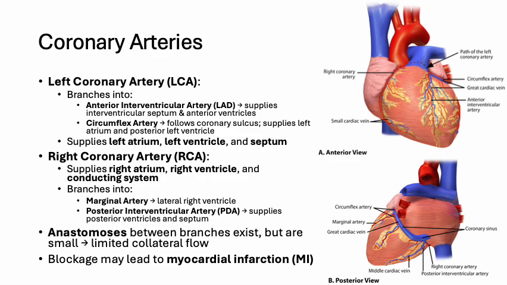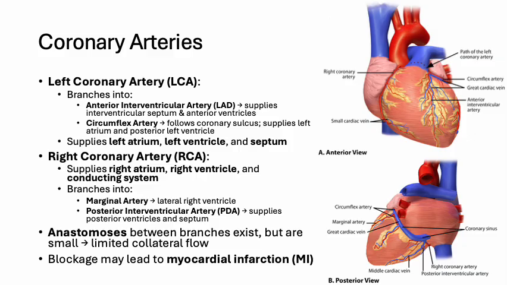It's often called the widowmaker because blockages here are particularly dangerous. The other branch of the LCA is the circumflex artery, which curves around the left side of the heart in the coronary sulcus. It supplies the left atrium and the posterior wall of the left ventricle.